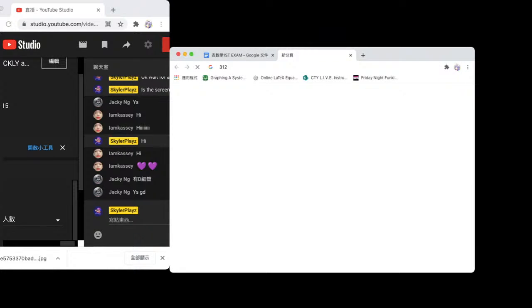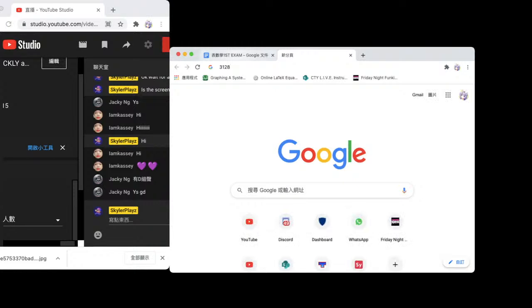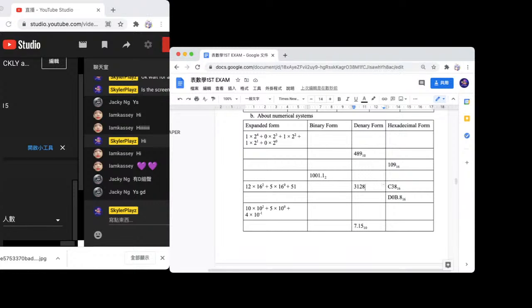3128. It seems that our calculator cannot manipulate this kind of number, so we need to do some subtraction. We know that 2048 is equal to 2 to the power of 11. So we just use 1, and then 3128 minus 2048, and we get 1080.